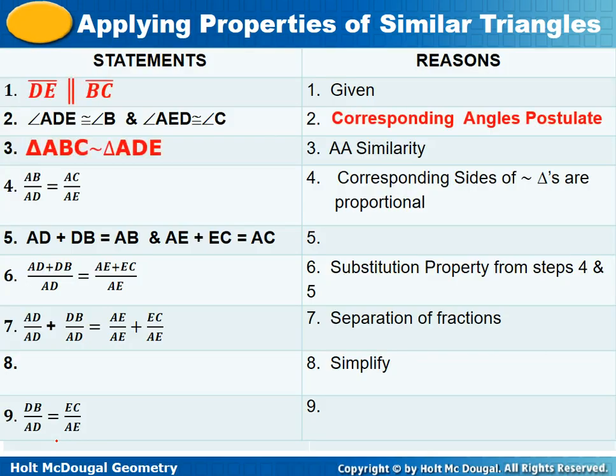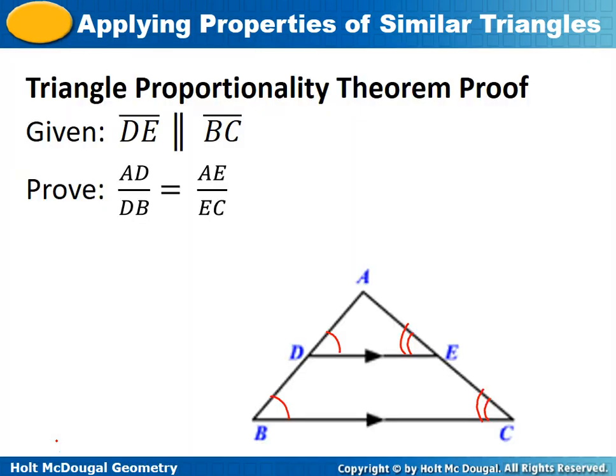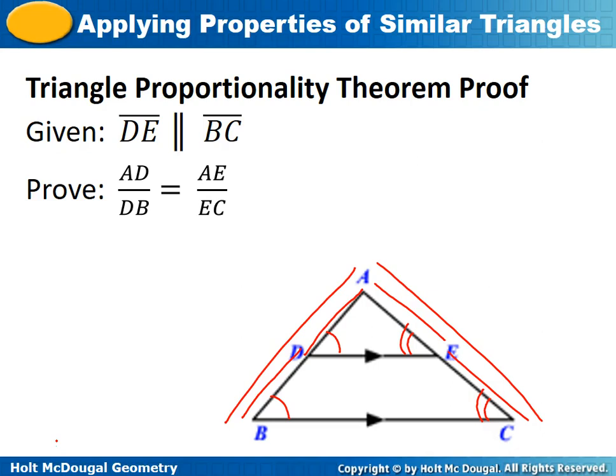Then it says AB over AD and AC over AE. That's corresponding sides of similar triangles are proportional. Then AD plus DB is equal to AB, that's the segment addition postulate. If we go back and look, AD plus DB obviously equals the whole thing, and likewise AE plus EC equals the whole thing over there. That's what we're talking about when we're talking about the segment addition postulate.